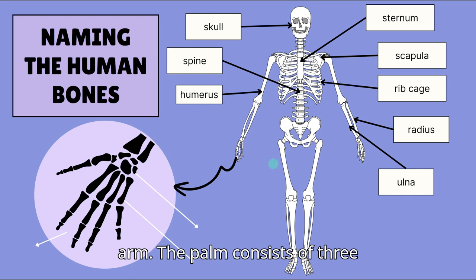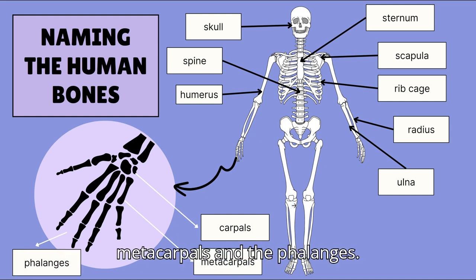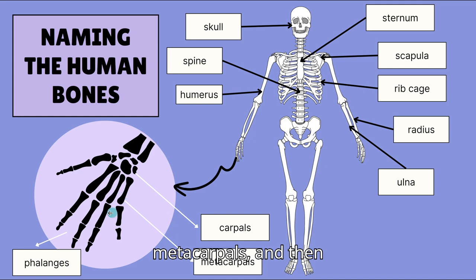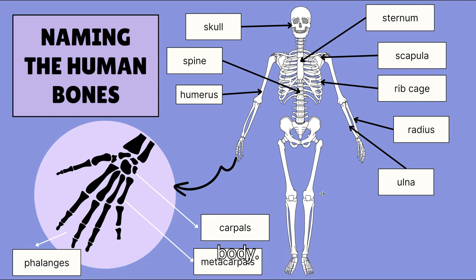The palm consists of 3 groups of bones: the carpals, the metacarpals, and the phalanges. So these are the carpals, then the metacarpals, and then the phalanges. Now let's move on to the bones of the lower body.